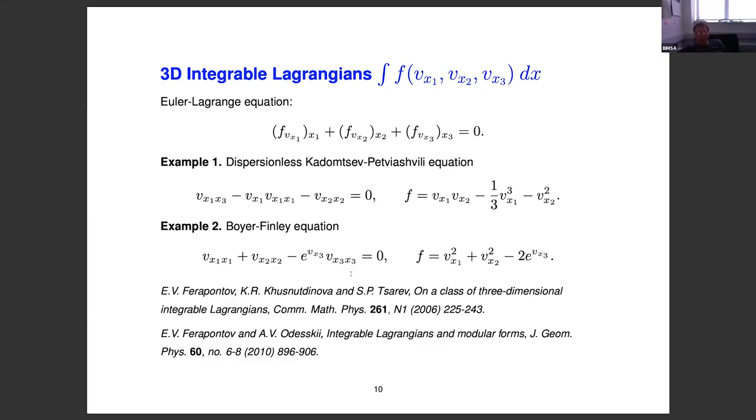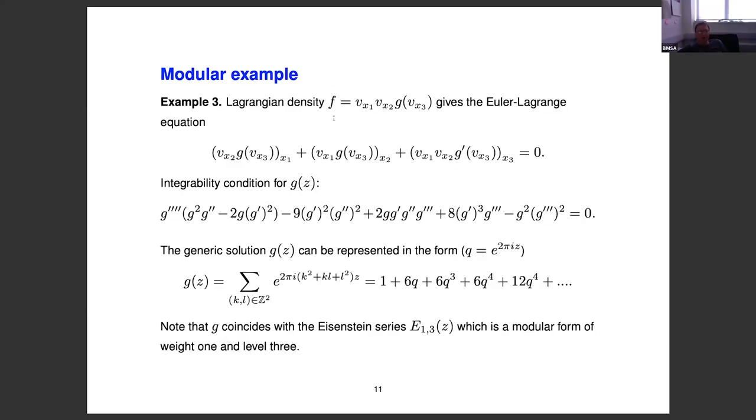So let me show you a slightly more interesting example where modular forms appear. Let's look at Lagrangian densities of this form, Vx1, Vx2 times a function of Vx3, right? So this is the corresponding Euler-Lagrange equation. It contains this function g and its derivative. And it turns out that the corresponding Euler-Lagrange equation is not integrable for generic g. There must be a constraint for g, and this constraint is a fourth order ordinary differential equation written here.